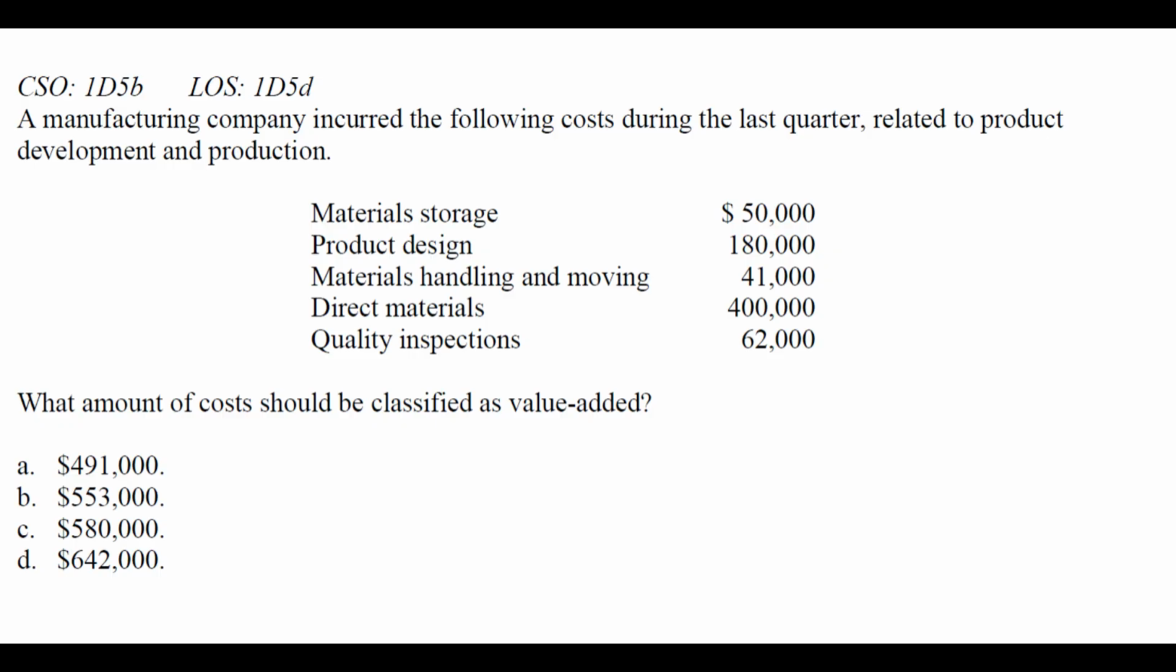C. $580,000. Correct. Includes only direct materials, 400,000, and product design, 180,000. These are value-adding activities that transform the product. D. $642,000. Incorrect. This incorrectly includes non-value-added costs. Correct answer: C. Only direct materials and product design are considered value-added costs because they directly contribute to transforming inputs into a product that customers are willing to pay for.